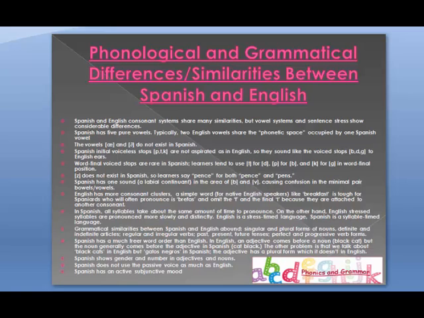Number 10. Grammatical similarities between Spanish and English abound: singular and plural forms of nouns, definite and indefinite articles, regular and irregular verbs, past, present, future tenses, perfect and progressive verb forms.